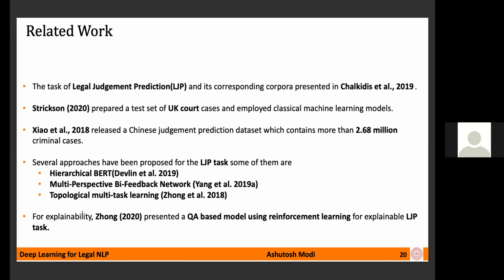For explainability, Zhong et al. in 2020 presented a QA-based model using reinforcement learning for the explainable LJP task, in which the model aims to predict the appropriate crime by asking relevant questions related to the facts of the case. So yeah, there has been a lot of work, but there has not been much work in regard to the explainability part, essentially.